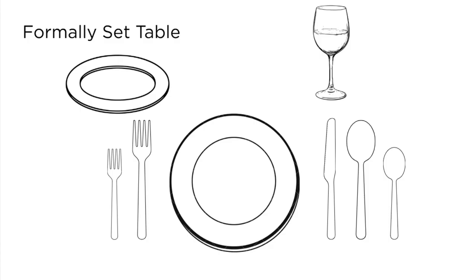A soup bowl can be placed on top of the dinner plate, and your drinking glass is placed at the tip of the knife. If a salad, bread, and or dessert plates or bowls are used, they are placed at the top of the forks. If a cup or mug are used, they are placed to the top right of the spoons.